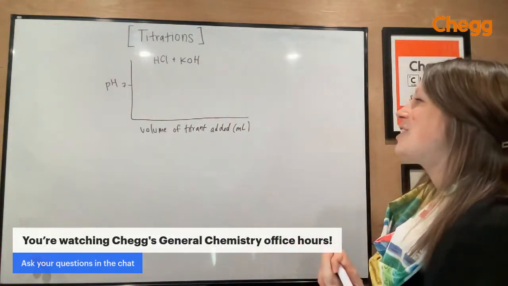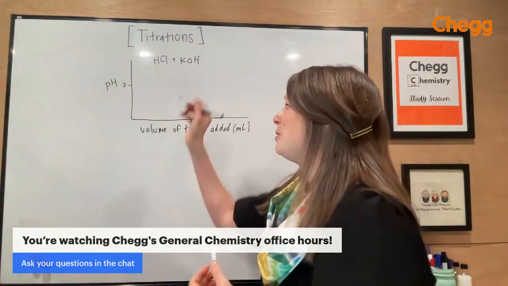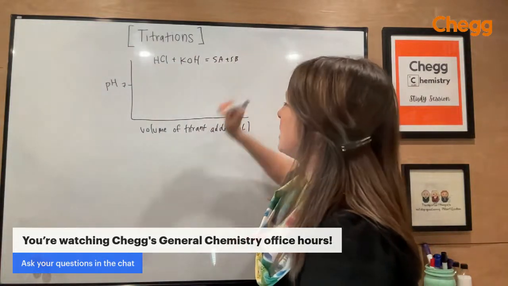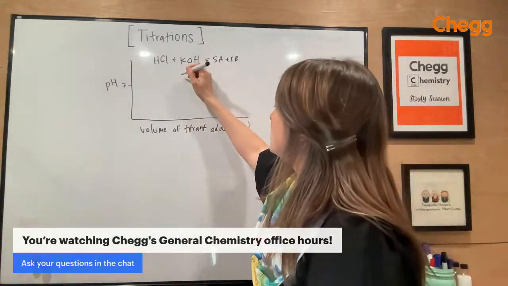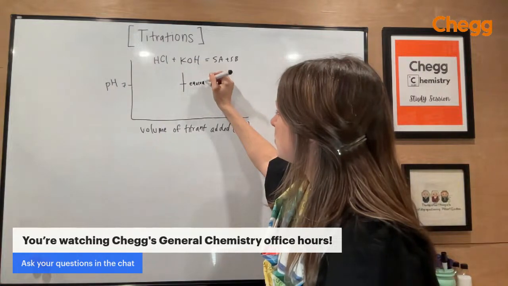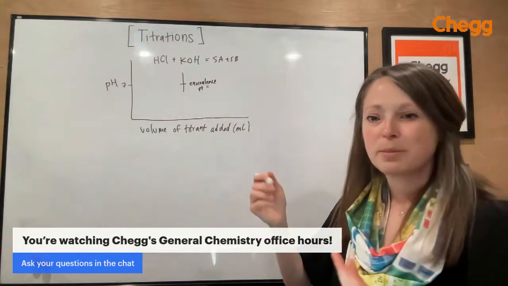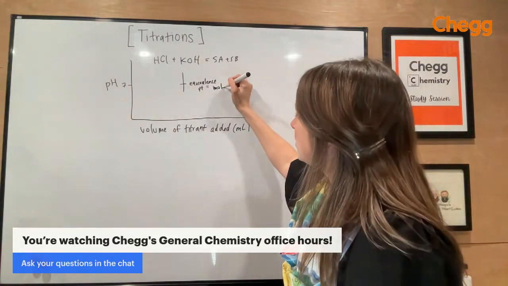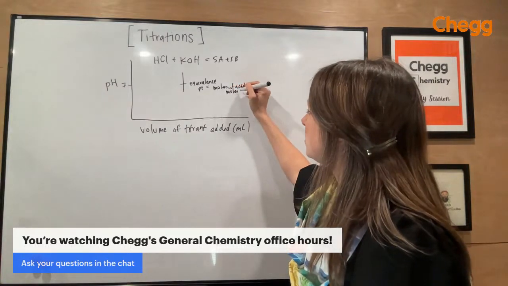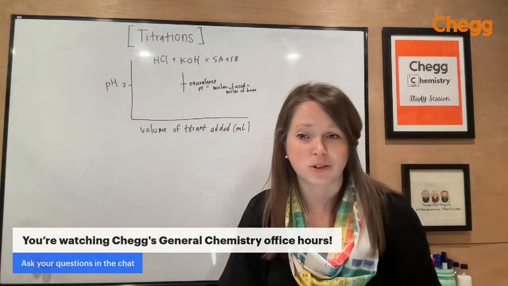All right, so hydrochloric acid plus potassium hydroxide. Why do you have to know the strong acids? Because you have to be able to say, oh, this is a strong acid and strong base titration. What does that mean? My equivalence point is going to happen at 7. And what happens at the equivalence point again? The moles of acid are equal to the moles of base.